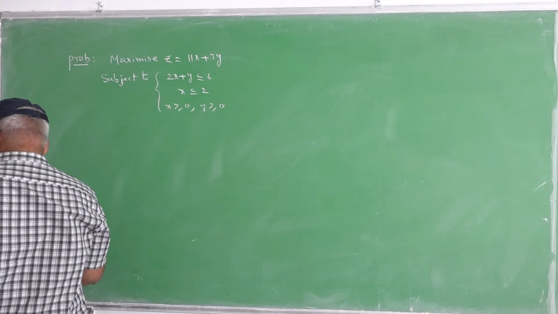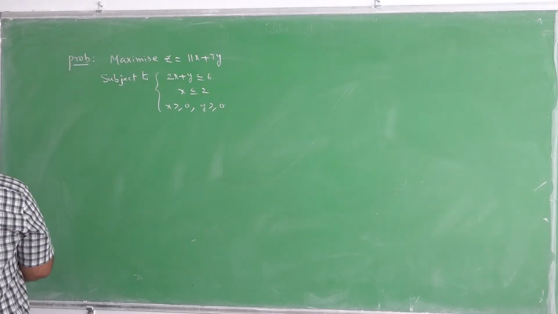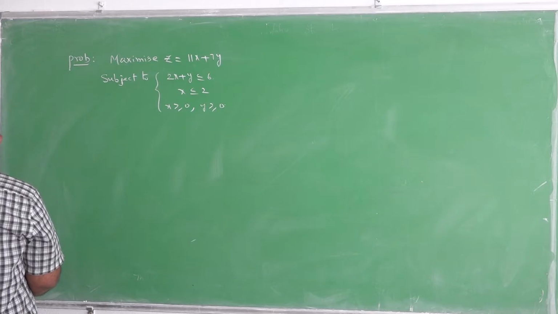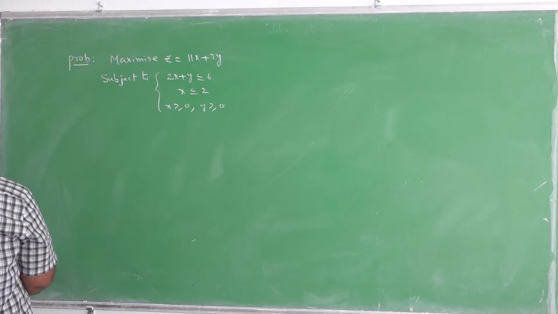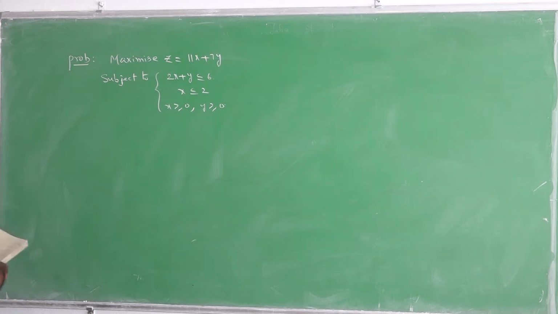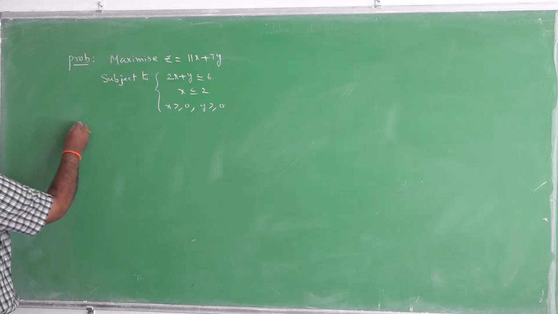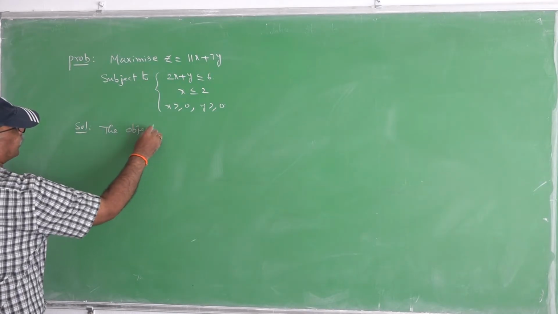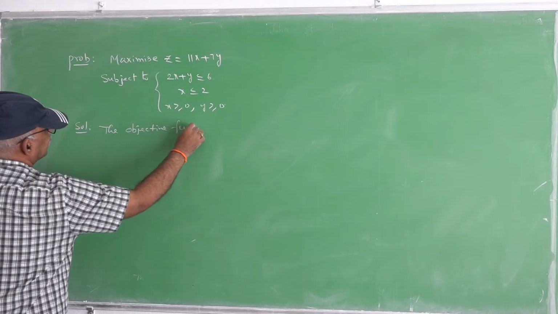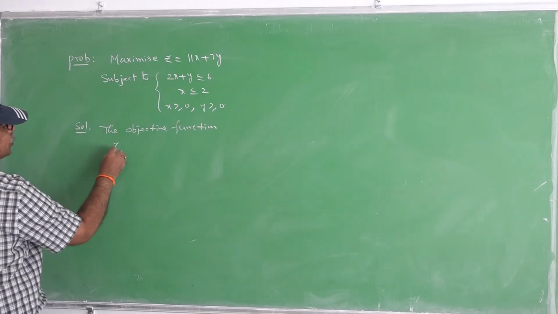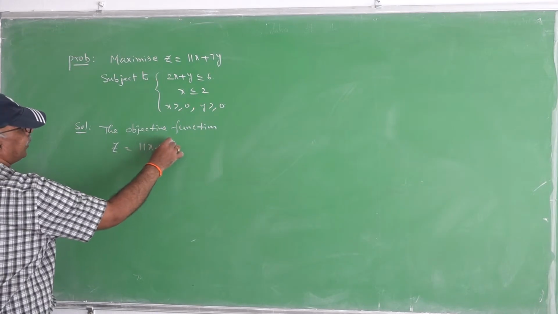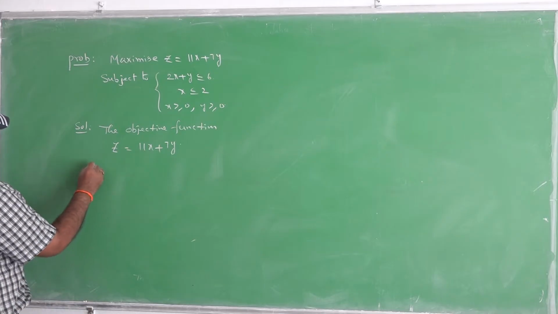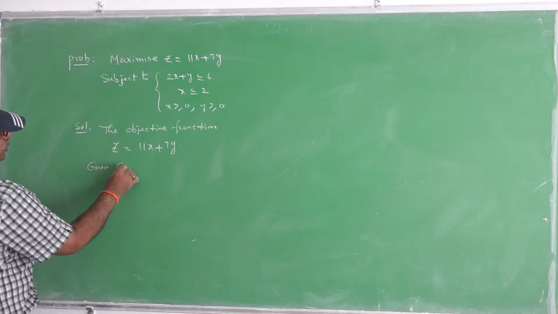These are also simple constraints here. Okay. Here the objective function. The objective function means the function which is going to be maximized or minimized. That is z equal to 11x plus 7y. Constraints, given constraints.